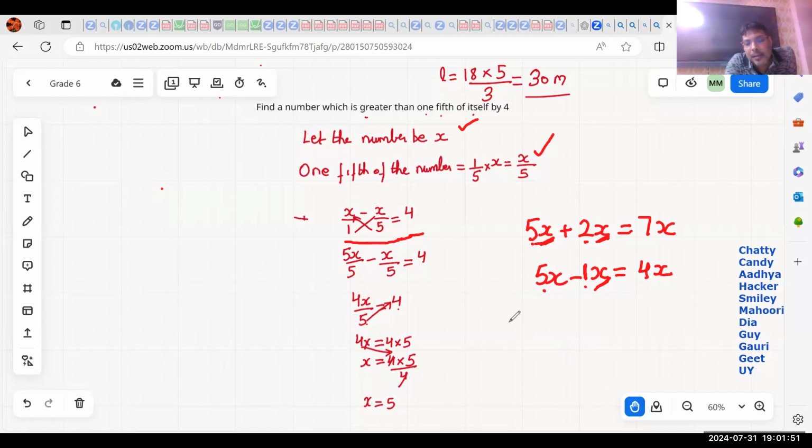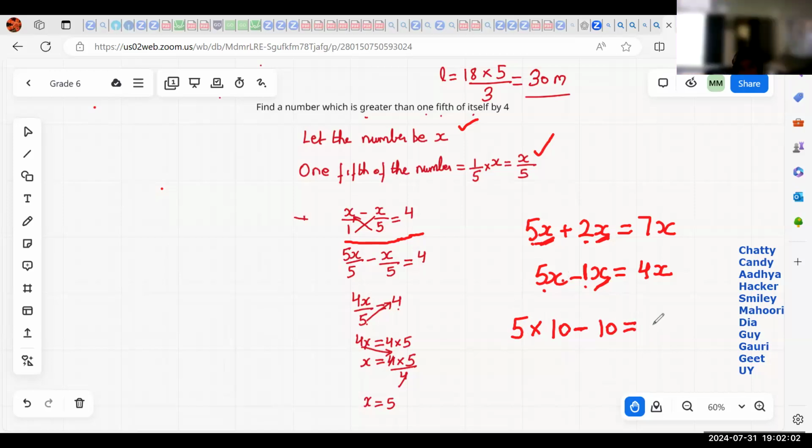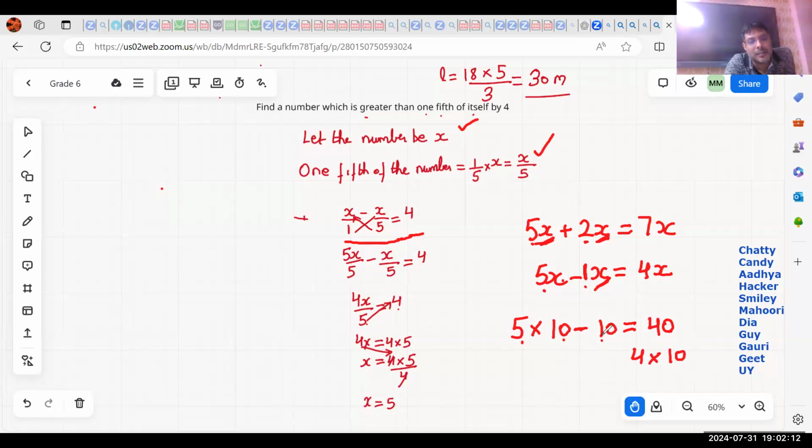Let me explain this. Suppose your x is 10. So 5 into 10 minus 10 will be what? It will be 40, which is equal to 4 into 10.